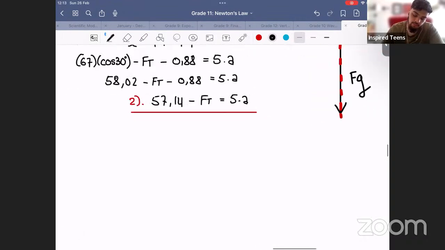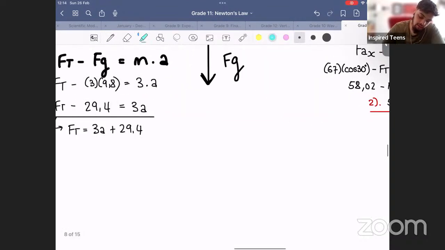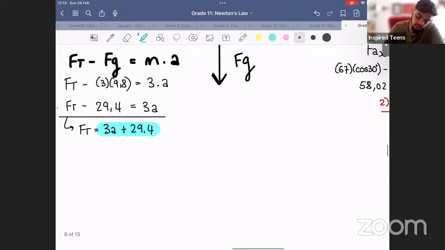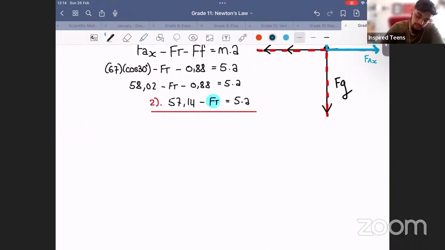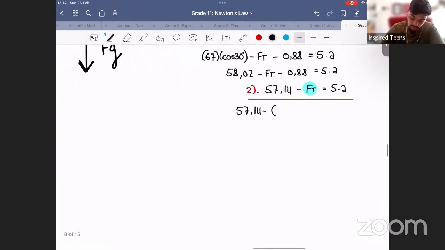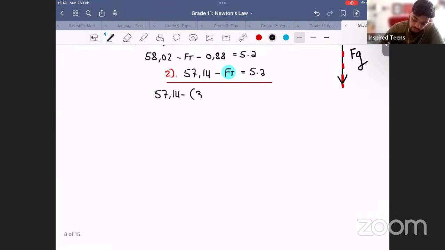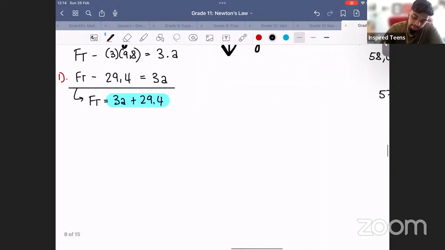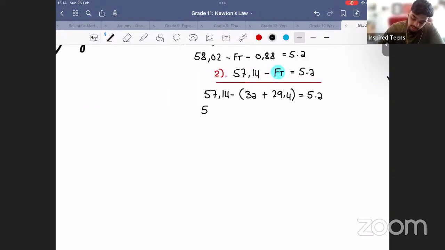3A plus 29.4. And then wherever I have Ft, I'm going to substitute 3A plus 29.4. Remember the minus is going to affect it. So 57.14 minus open brackets. Please don't forget, whenever you're substituting anything, use open brackets. Use brackets. Plus 29.4 is equal to 5A. It becomes 57.14 minus 3A minus 29.4 is equal to 5a.